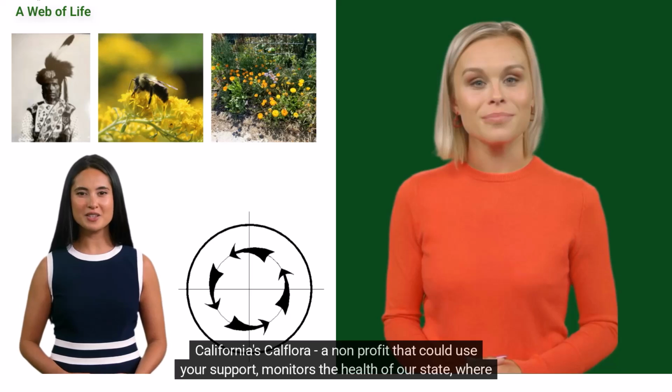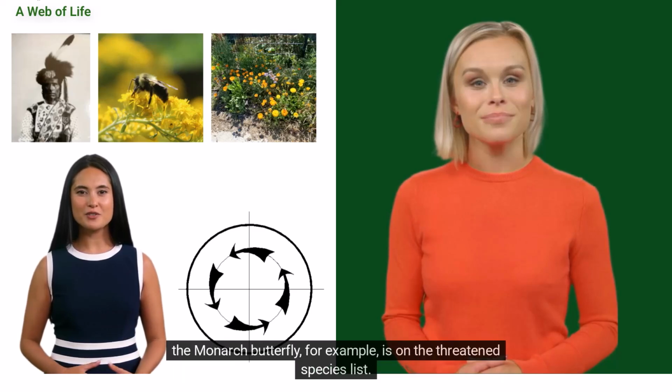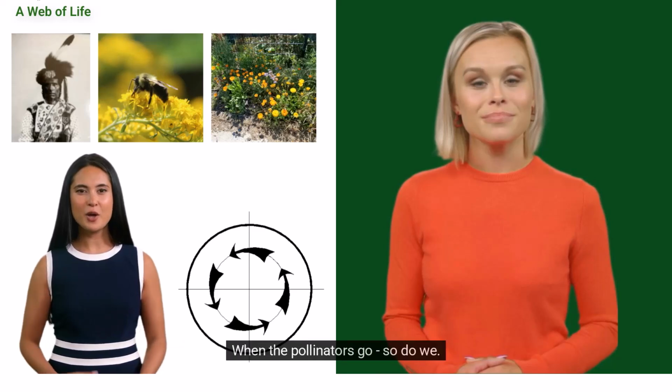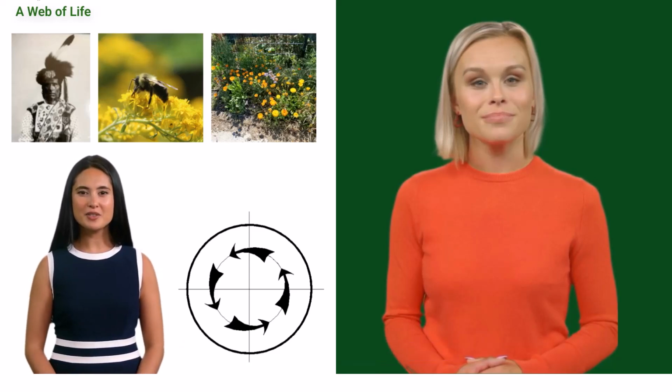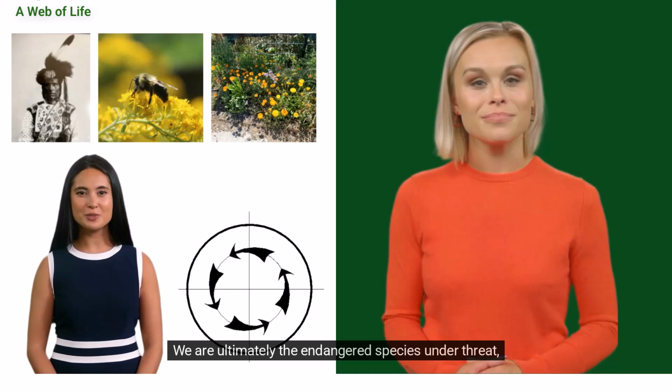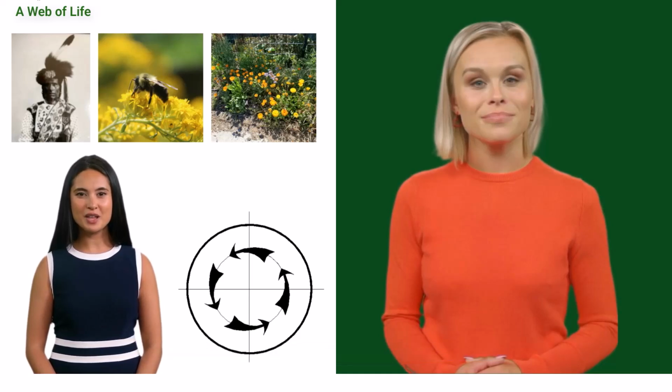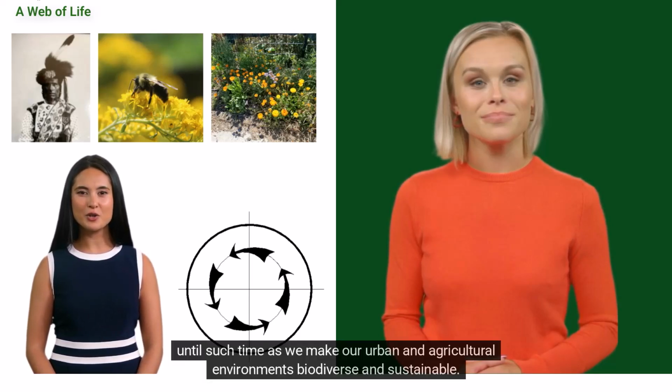California's CalFlora, a nonprofit that could use your support, monitors the health of our state, where the monarch butterfly, for example, is on the threatened species list. When the pollinators go, so do we. We are ultimately the endangered species under threat. Until such time as we make our urban and agricultural environments biodiverse and sustainable.